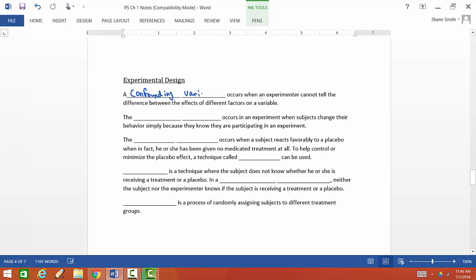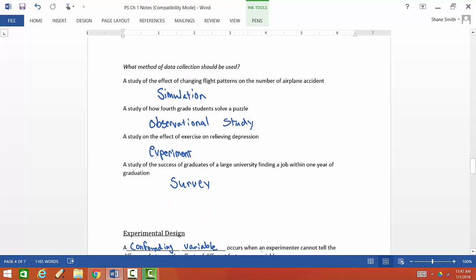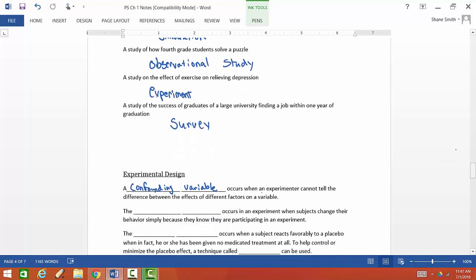And a confounding variable occurs when an experimenter cannot tell the difference between the effects of different factors on a variable. Basically, that's just a fancy way of saying sometimes you don't know if the treatment had an effect or if something else had an effect. For example, let's go back to the effect on relieving depression, and we want to see if exercise has an effect on relieving depression.